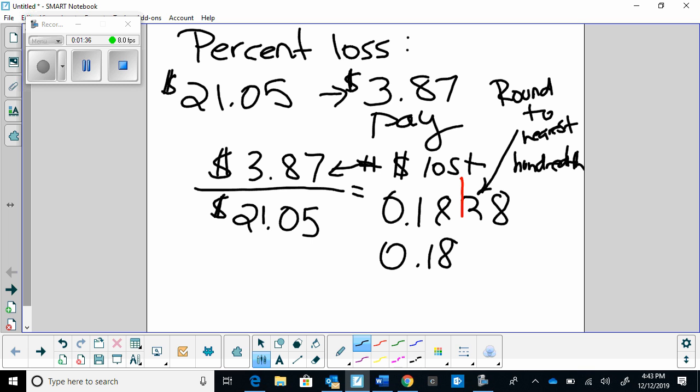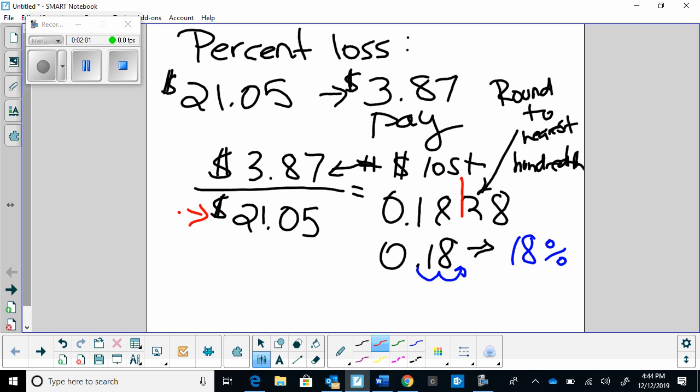To find the percentage, I have to convert this to a percentage. Going from decimal to percentage, we know that we move the decimal point 2 times to the right. So we get 18%. The amount of money I lost is 18% of the money I started with. I started with $21.05 and I lost 18% of that when I paid for my groceries.